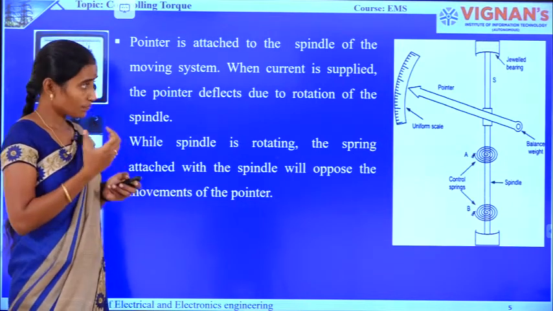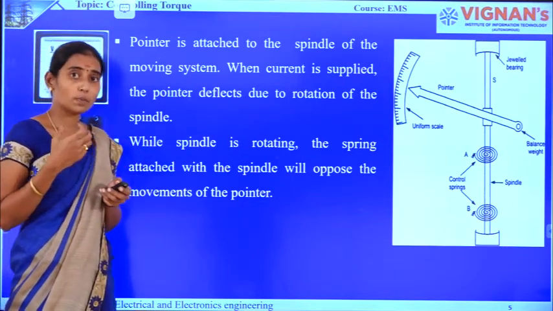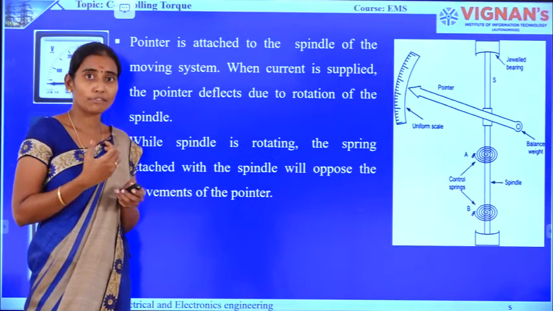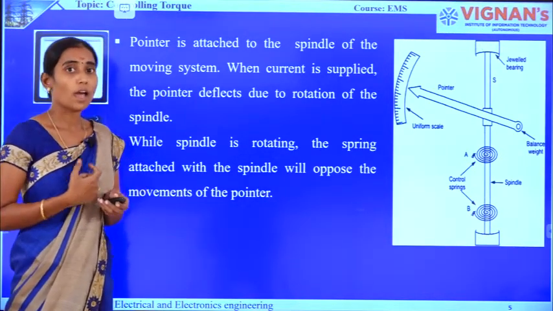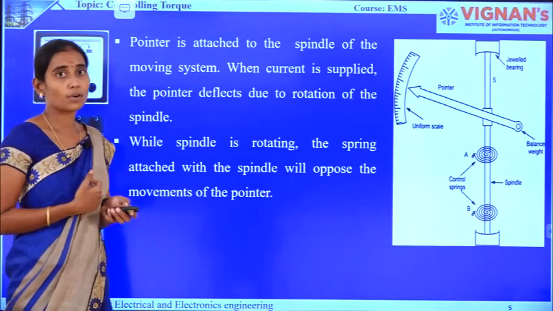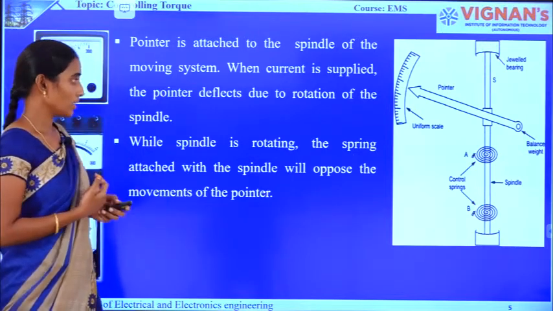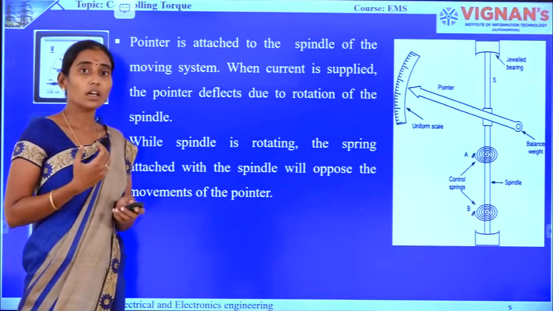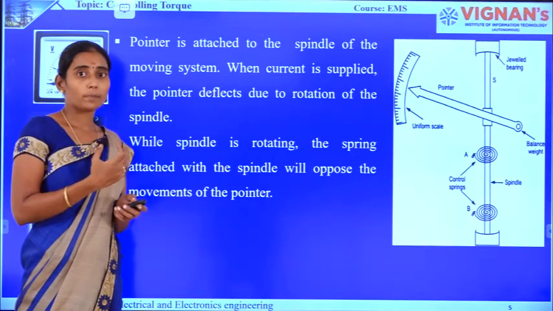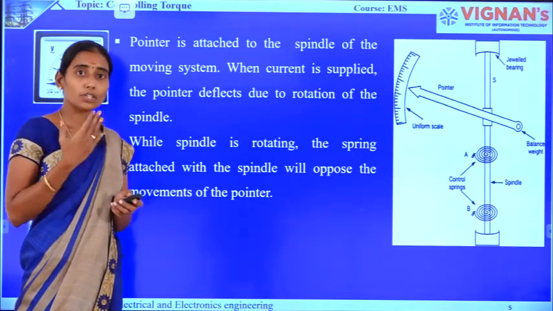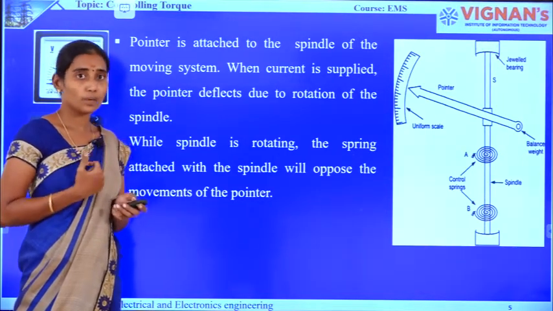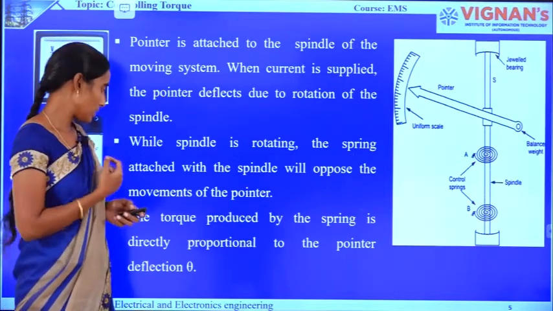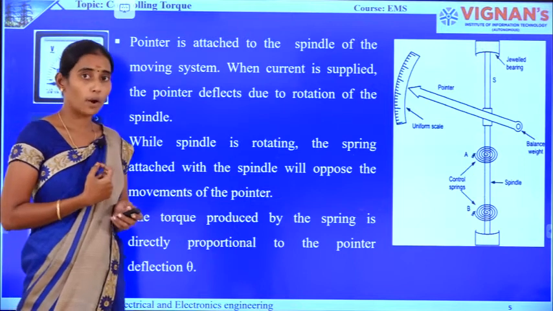Because of the twisting, the spring will not allow the spindle to rotate further, producing a force called controlling force, and this is nothing but your controlling torque. When the spindle is rotating, the spring attached to the spindle will oppose the movement of the spindle and hence the pointer, and the pointer will show a definite constant value. So, the torque produced by the spring is directly proportional to the pointer deflection.